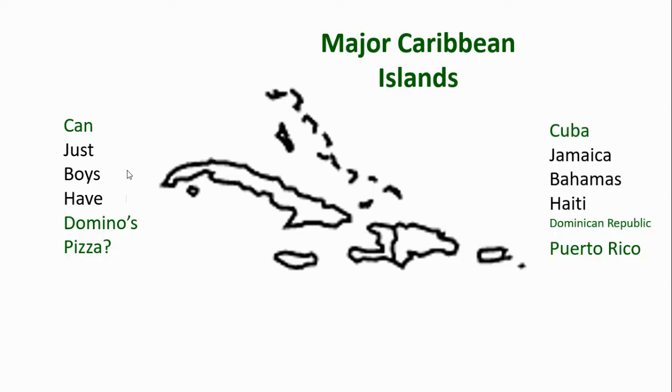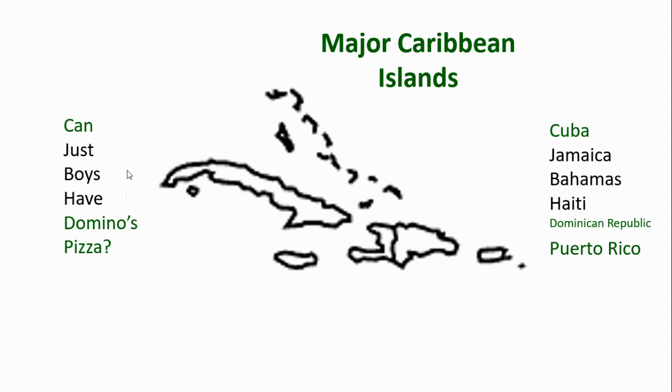We have it to stand for Cuba, Jamaica, Bahamas, Haiti, the Dominican Republic, and Puerto Rico. And again, Cuba, the Dominican Republic, and Puerto Rico are Spanish speaking. Jamaica's official language, like the Bahamas, is English, and Haiti's official language is French. You'll find many people speak Spanish in those countries, but they're not officially Spanish speaking countries.